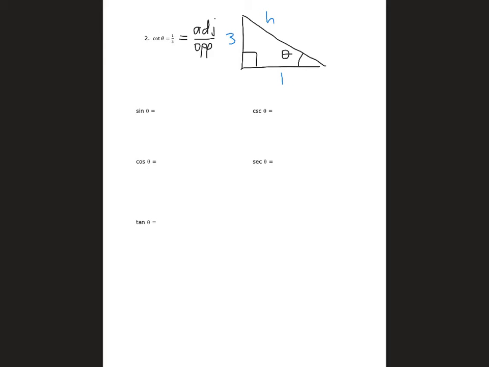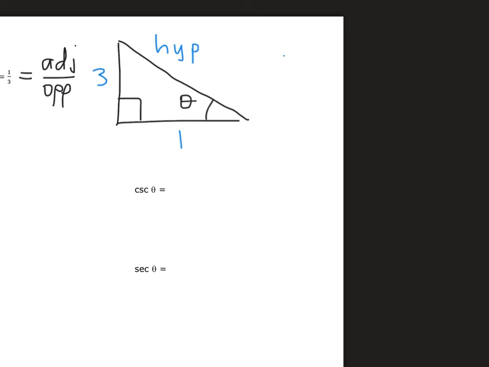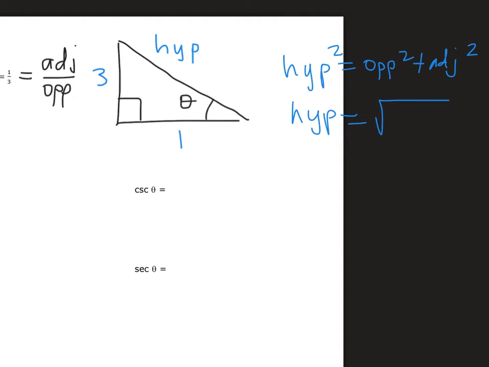So what we don't know is the hypotenuse. All right, so we go and do our calculation for the hypotenuse. So we're going to get that the hypotenuse is equal to the square root of the opposite squared, 3 squared, plus the adjacent squared. So that's equal to the square root of 9 plus 1, so the square root of 10. So we can fill that in. The hypotenuse is equal to the square root of 10.